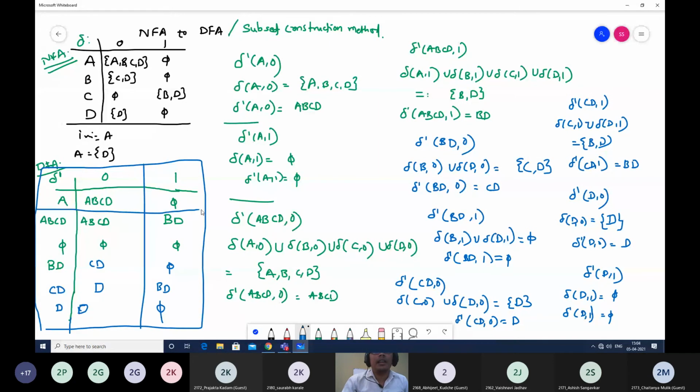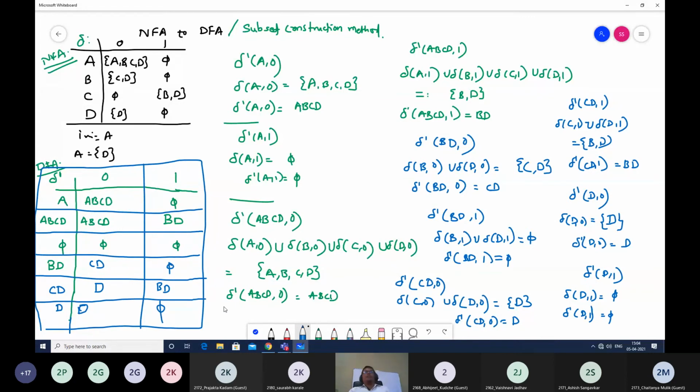Correct? A, B, C, D. This is state number 2. Phi, it is state number 3. BD, state number 4. CD, state number 5. And D as state number 6. Now, initial state of given NFA was A. Right? So A will remain initial state of DFA also. So initial state of our DFA will be A.